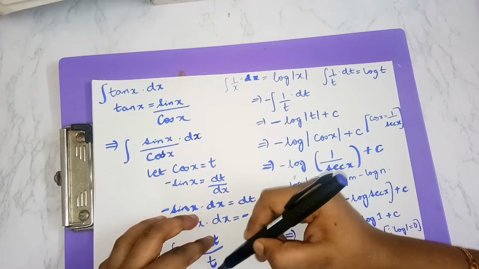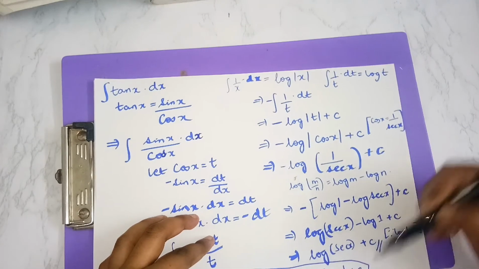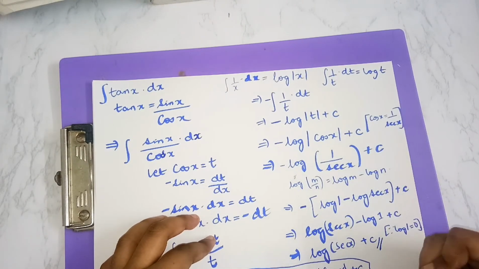So this is our final answer. Integral tan x with respect to x is equal to log of secant x plus c.